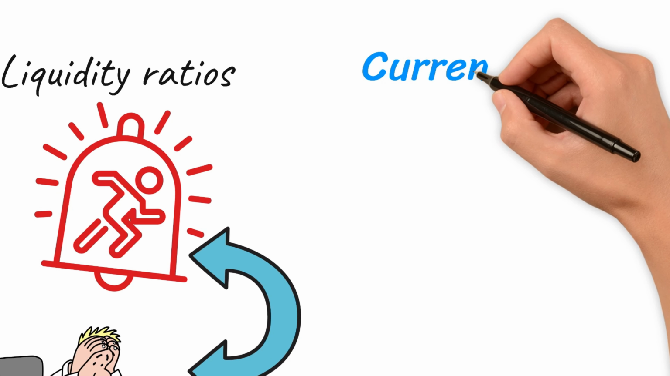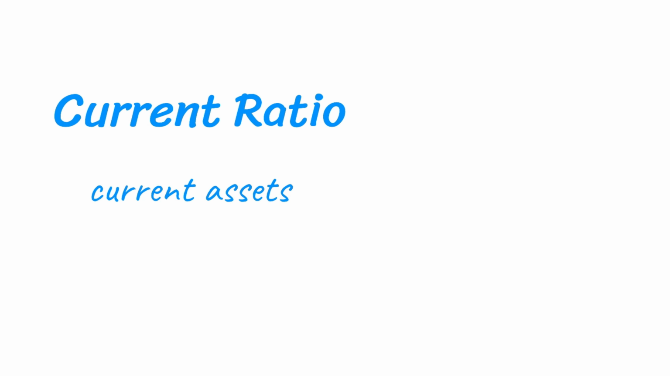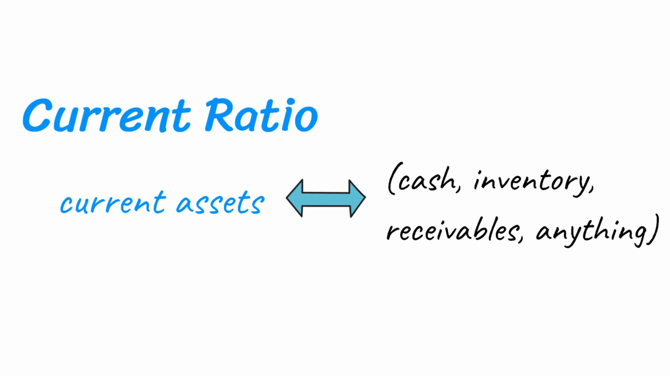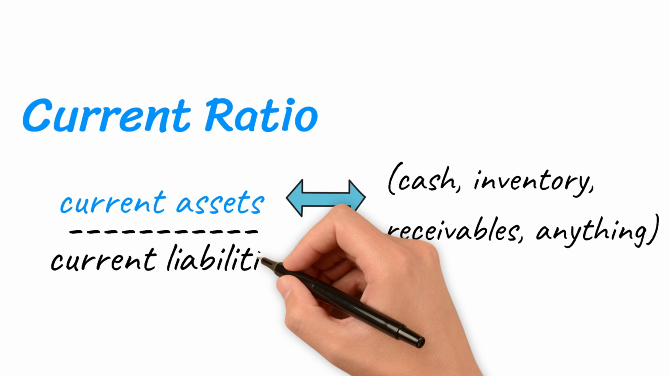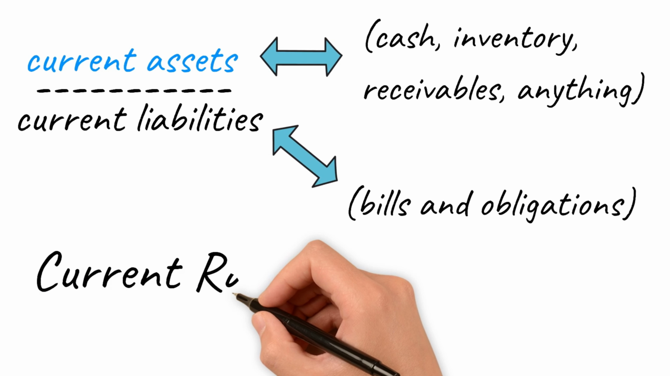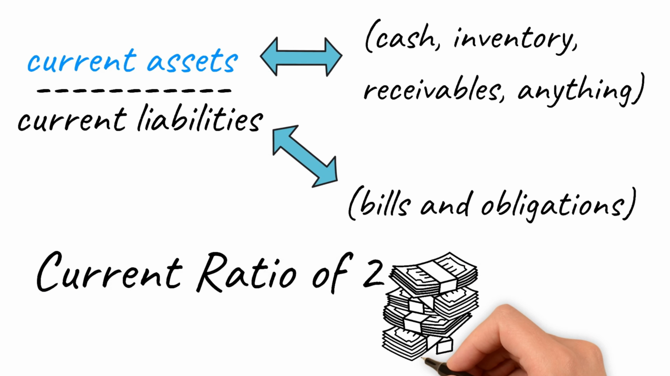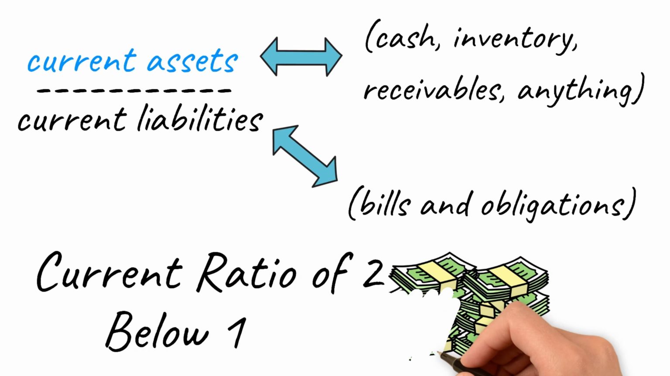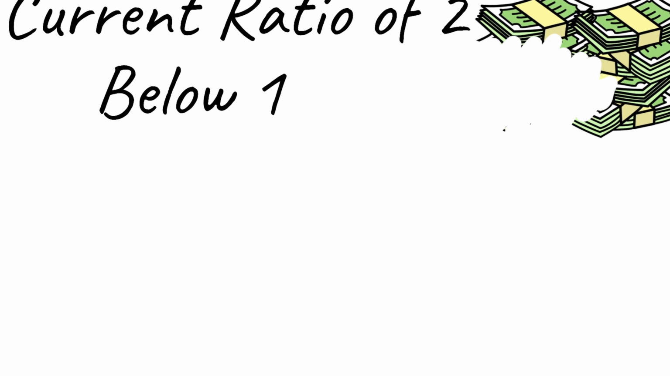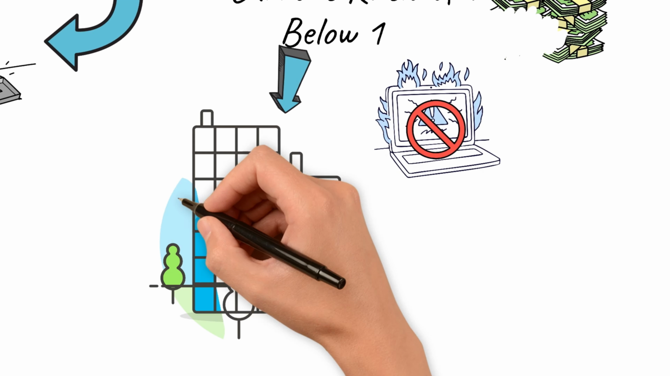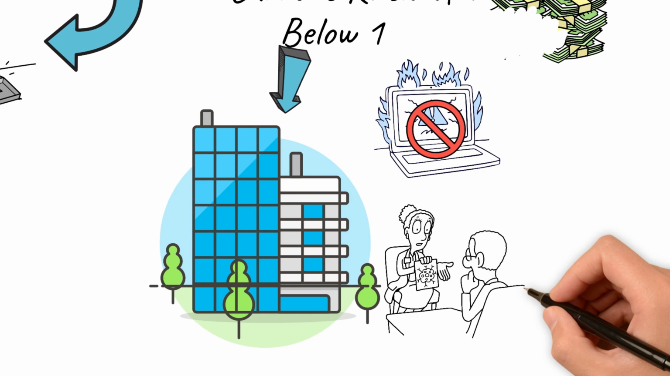The current ratio divides current assets, cash, inventory, receivables, anything convertible to cash within a year, by current liabilities, bills and obligations due within a year. A current ratio of 2 means the company has twice as much short-term assets as short-term obligations. Below 1 means it currently has more bills coming due than assets to cover them. That's not automatically fatal. Some highly efficient companies run below 1 intentionally, but it demands explanation.